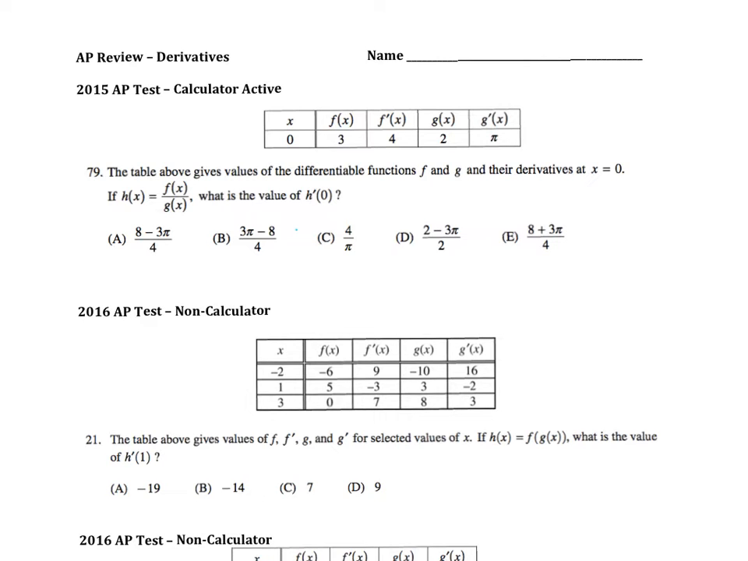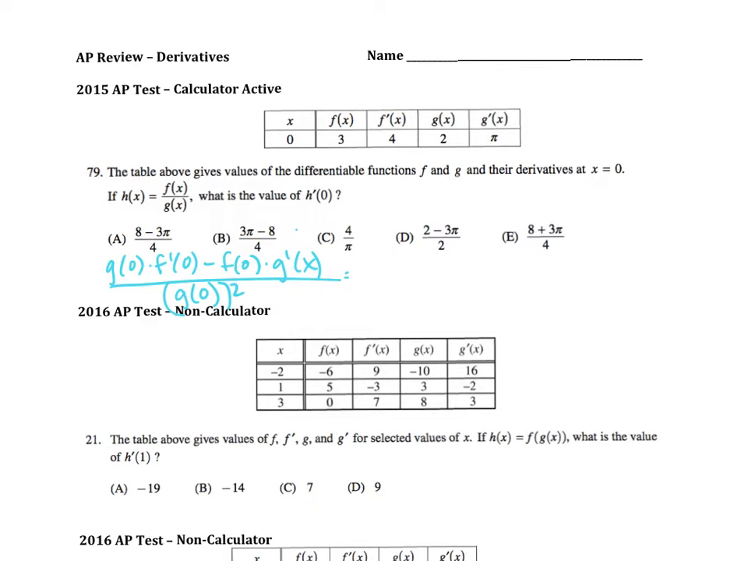We've got the lower function. Again, they want to know what h prime is at 0. So I'm going to say low at 0 times the derivative of the higher at 0. Low d high minus high d low all over low low, g of 0 squared.